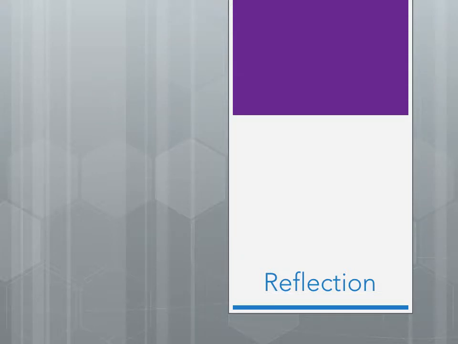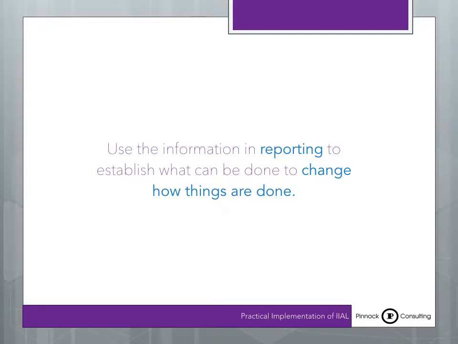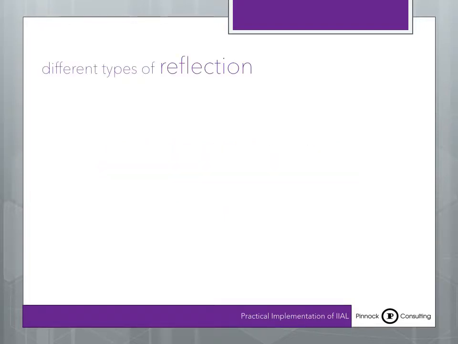In this unit, we're going to be looking at the final stage, reflection. Reflection involves using the information that you've gathered in the reporting backstage to establish what can be done to change how things are done. How can you be more effective? Now, there are 3 different types of reflection.